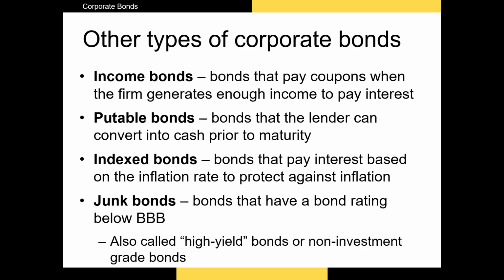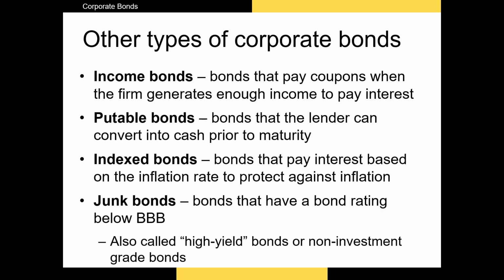Putable bonds are bonds that give the creditor, the lender, the option to convert them to cash at some period prior to the maturity date. A put option on a bond is a good thing for a creditor since it allows the bondholder to cash out of its bond position quickly and reduces the possibility that the bondholder will lose the face value of their investment. Indexed bonds are bonds that have a coupon payment that's based on the inflation rate. If the inflation rate increases, the coupon payment that the firm makes to its creditors is going to increase.